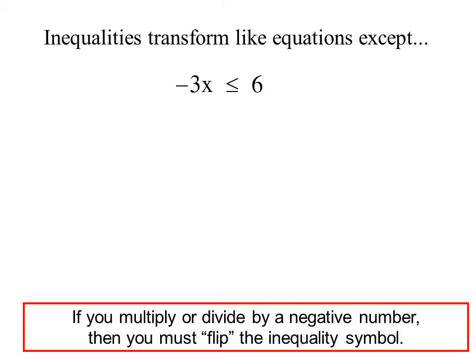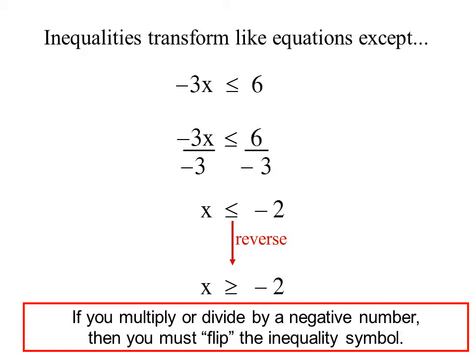I have -3x is less than or equal to 6. The left side is negative, the right side is positive. How do I solve for x? Divide by -3. Now when you divide by a negative, what's going to happen is I'm going to get positive x on the left side and -2 on the right side. So I did have negative on the left, positive on the right, everything flipped. So what's going to happen is if you divide by a negative, you have to flip the sign. It goes from less than to greater than.